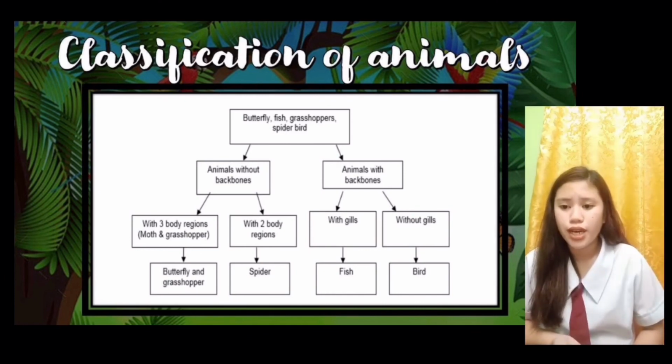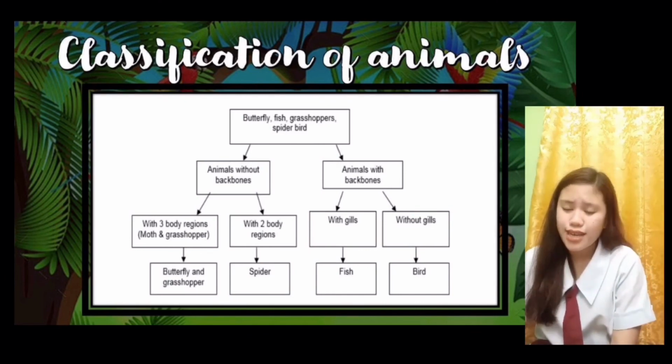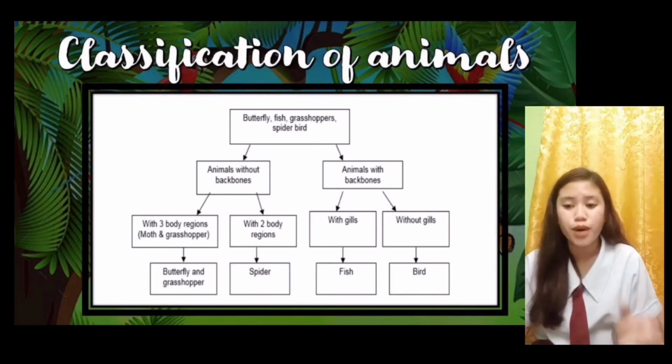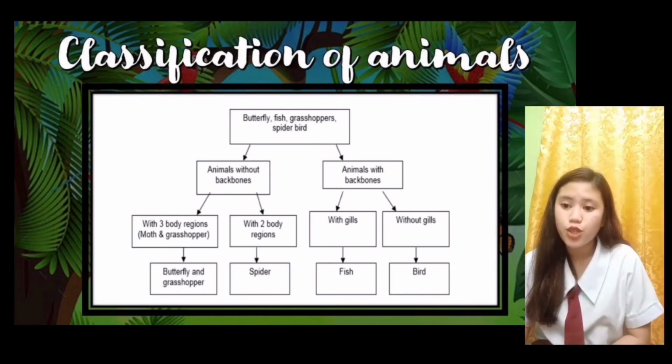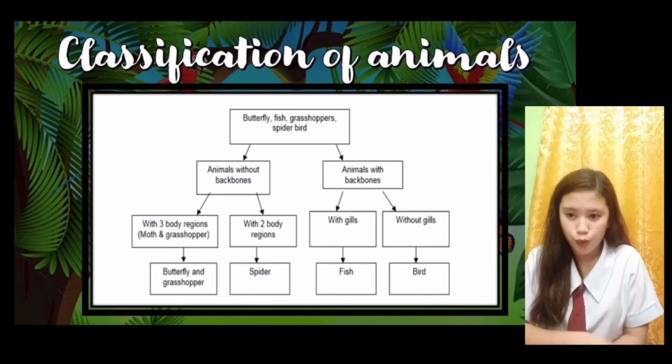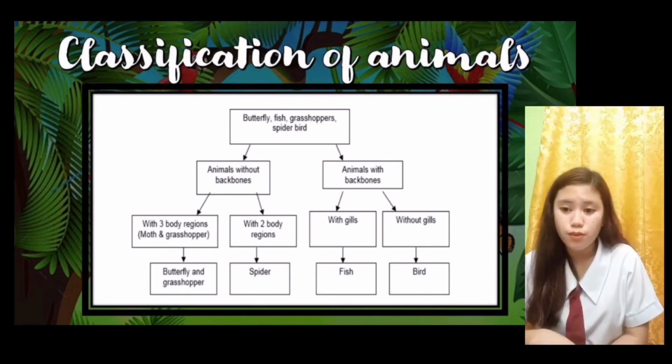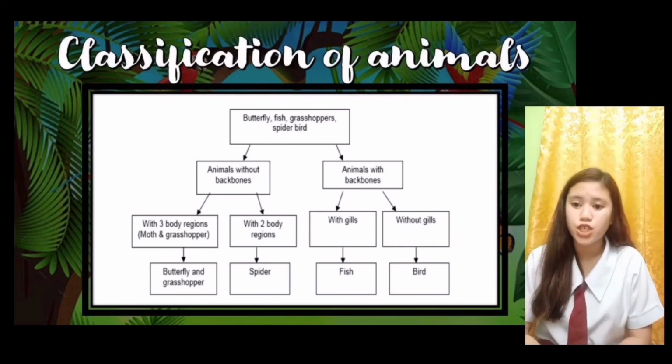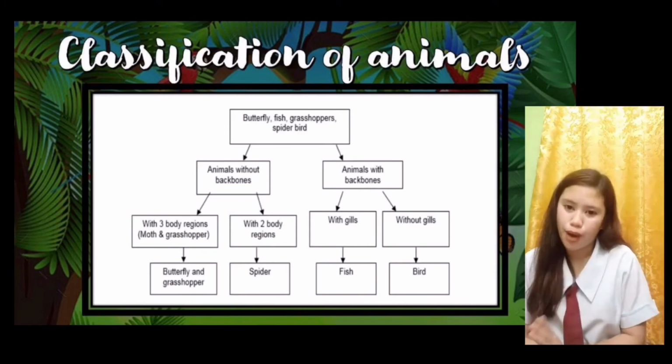So under animals without backbones, with 3 body regions, moth and grasshopper, there is the butterfly and the grasshopper. And with 2 body regions, under that is the spider. So they are classified as animals without backbones. While the animals with backbones, with gills is the fish, and without gills is the bird. So, the fish and bird are classified as animals with backbones.